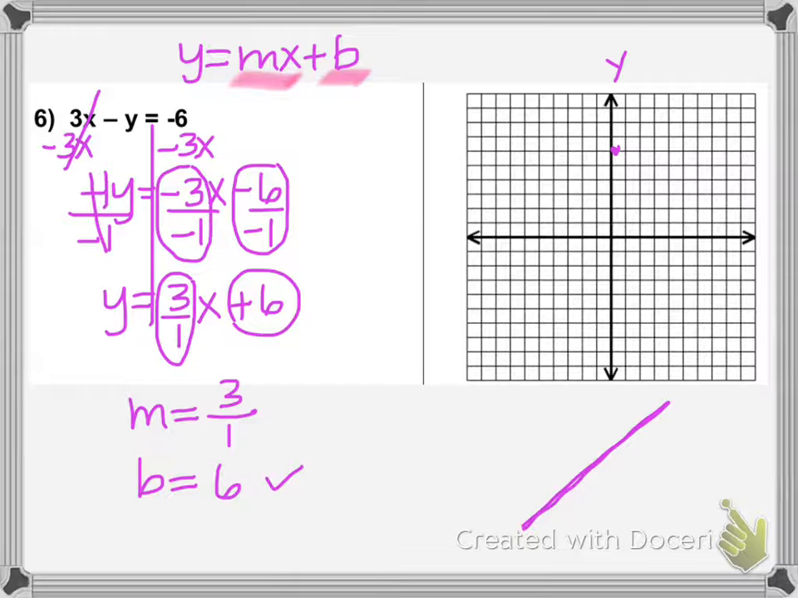So if I went up from 6, 3, I would go to the right one to get to my line. Or if I chose to go down 3 from my 6, I would go to the left one to get back to my line. So I'm going to go up 3, 1, 2, 3, and to the right one, put a dot. Or I could have chosen to go down 3, 1, 2, 3, and to the left one, put a dot. All right, then you're going to take a straight edge, line those dots right up.